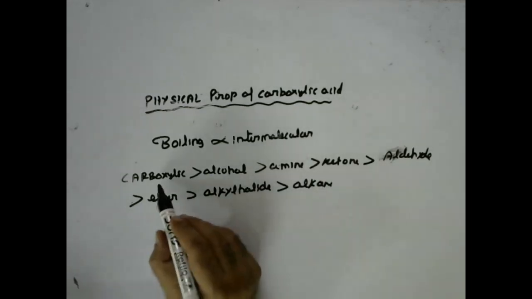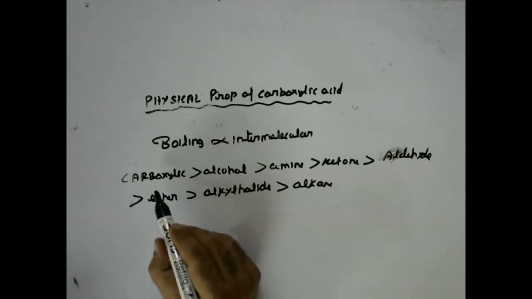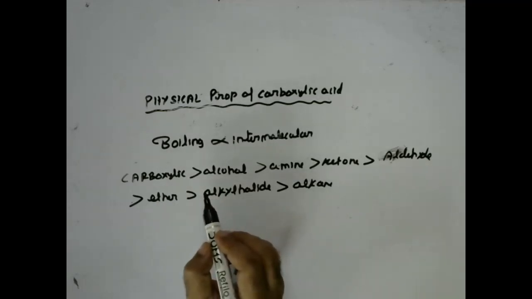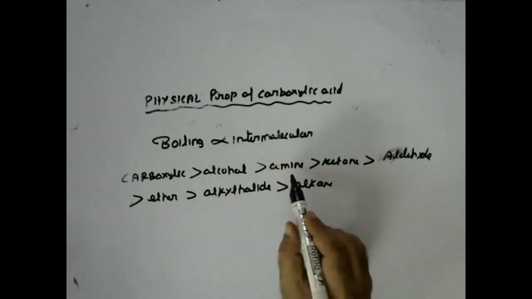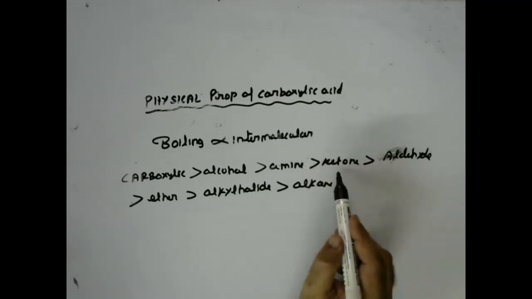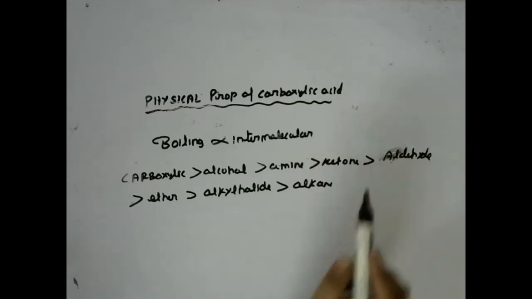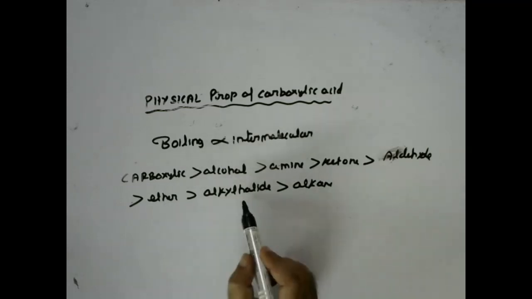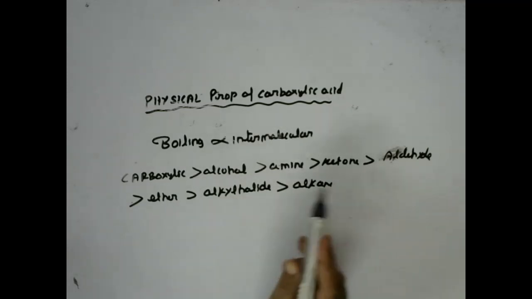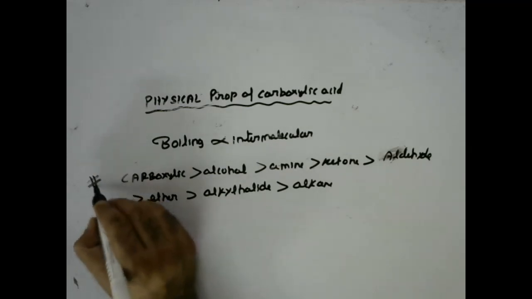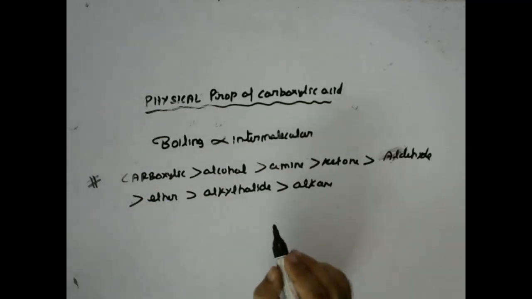In carboxylic acid, the intermolecular force of attraction is hydrogen bonding. In alcohol also it is hydrogen bonding, but it is more extensive in the case of carboxylic acid. Amines also have hydrogen bonding but weaker. Ketone has dipole interaction, weaker. Aldehyde has dipole interaction, weaker than ketone. Ether again dipole. Alkyl halide has van der Waals force. Again this is van der Waals force. So this is the net order of boiling points of all the compounds we have discussed so far. In the next class we'll be discussing some of the chemical properties of carboxylic acid.